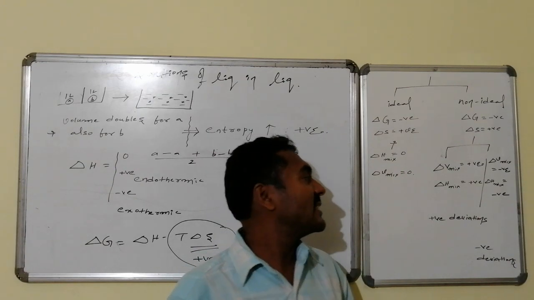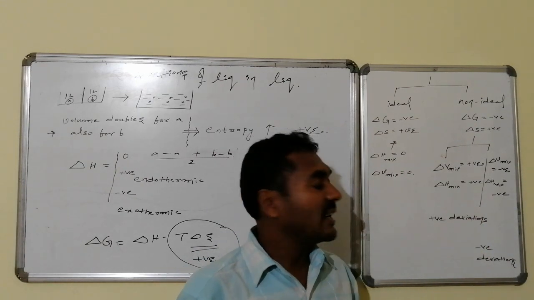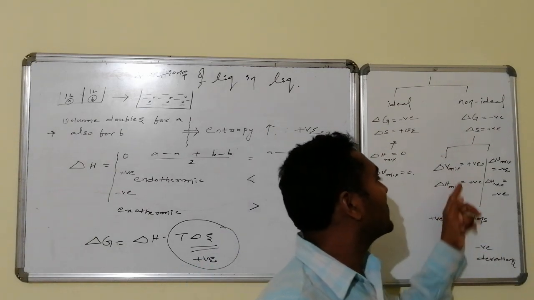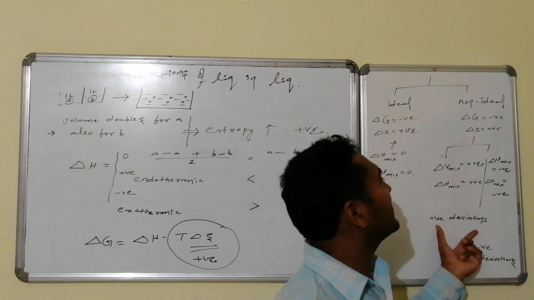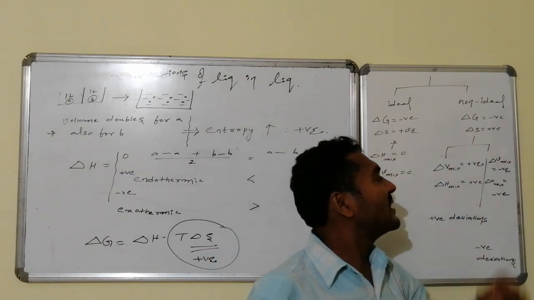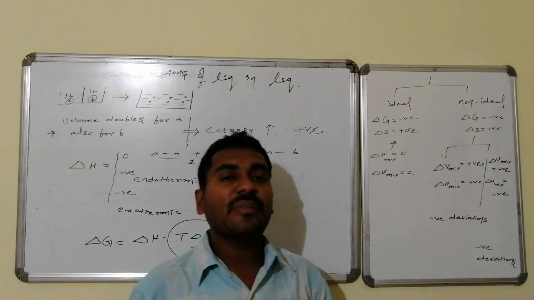requires more energy, that is, delta H mix is positive. What does that imply? That is an endothermic reaction. Here these two quantities are positive, hence it is said to be a positive deviation. Similarly, in the reverse case, delta V mix is negative, the volume decreases.